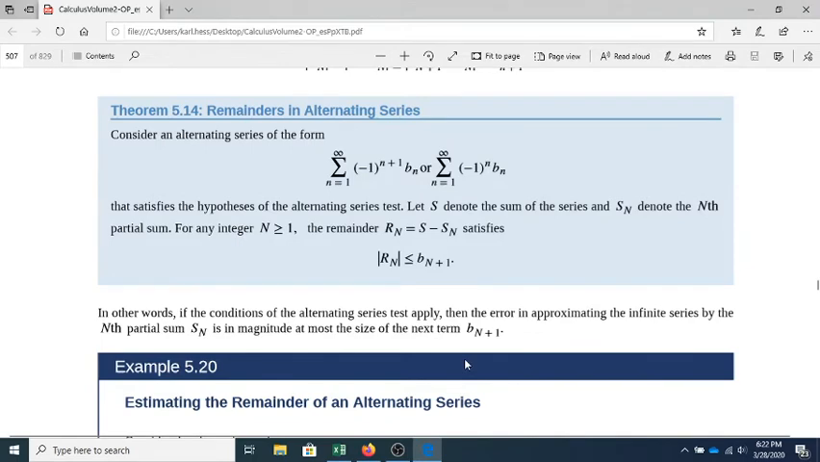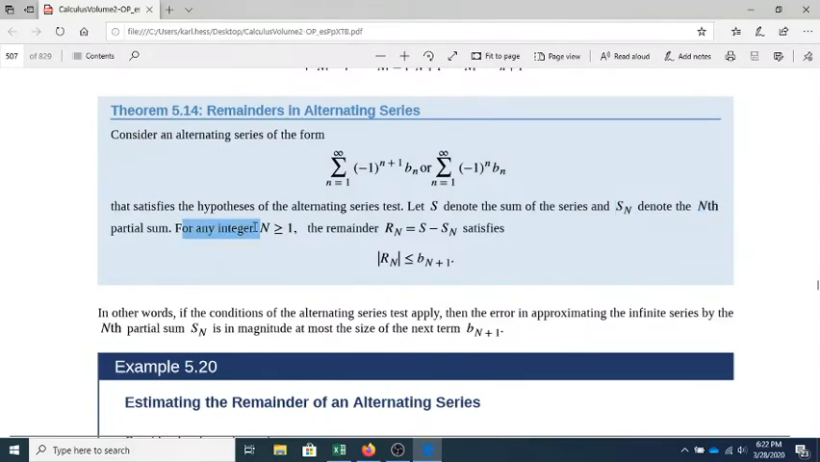Alright, so here's the last theorem we're going to discuss for section 5.5. It's the remainders and alternating series theorem. So, consider an alternating series that has one of these two forms from our definition of alternating series. And notice that it has to satisfy the hypotheses of the alternating series test. So that means that the b sub n's have got to be going to 0 and decreasing. Let S denote the sum of the entire series, all of the infinitely many terms, and S sub capital N denote the Nth partial sum.